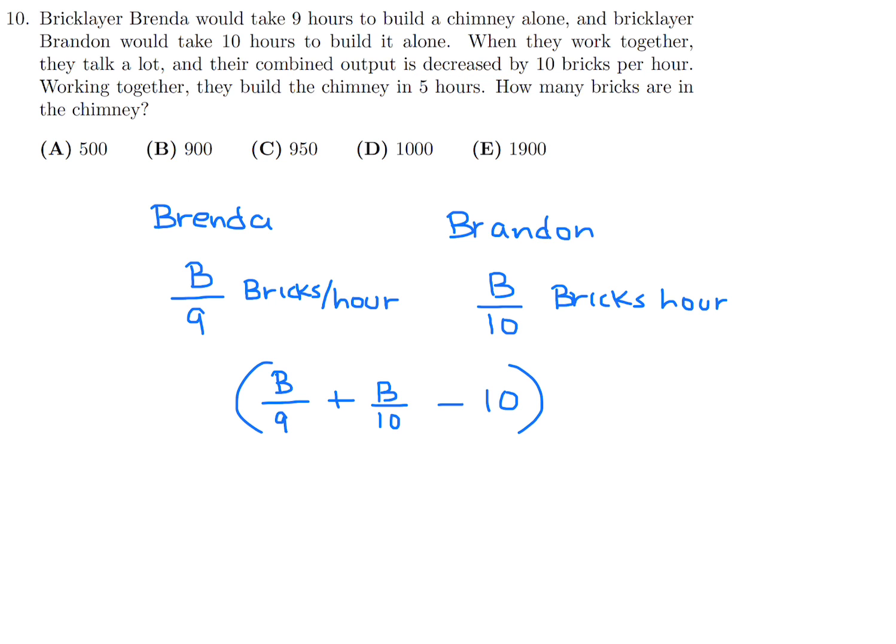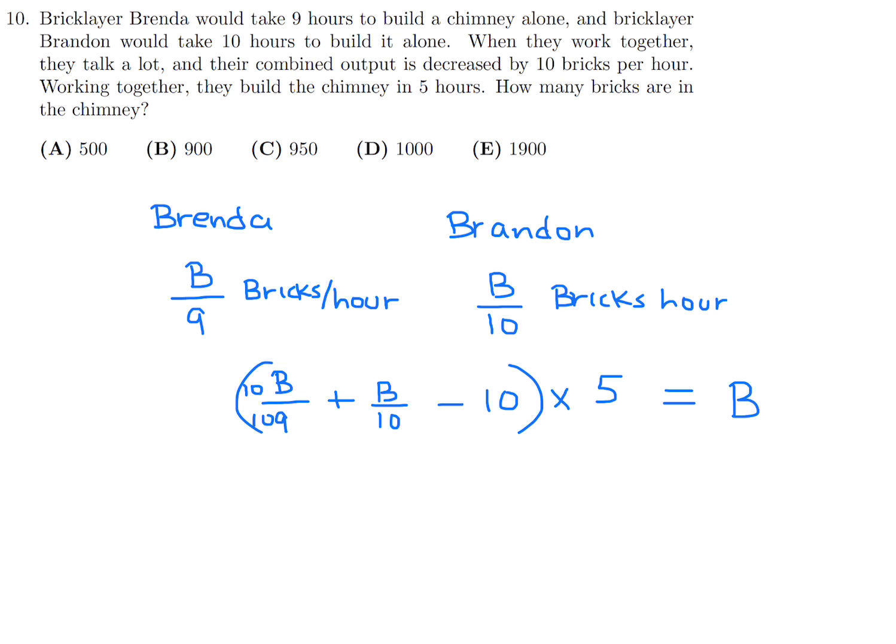And then this is the rate, but you have to multiply this by the number of hours that they worked, which they tell you is 5. And when you do that, that will give you the total number of bricks that they build. So this is the mathematical equation. This is the setup to the question, and this will allow me to solve for B, which is the number of bricks.